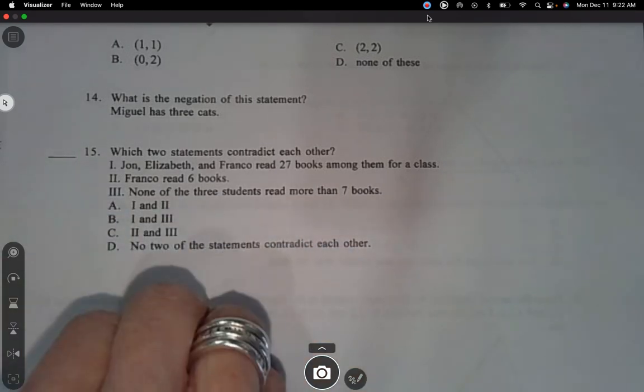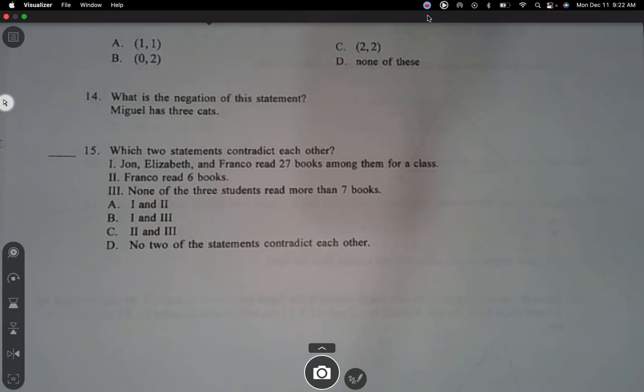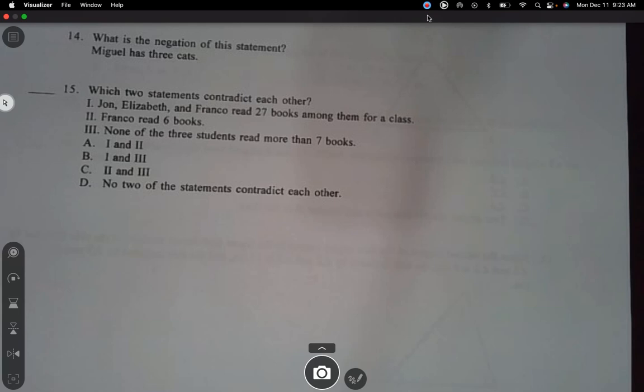All right? Miguel does not have 3 cats. Okay? You just negate it. You make it the opposite. Is everybody okay with that one? All right. Number 15. It says which 2 statements contradict each other.